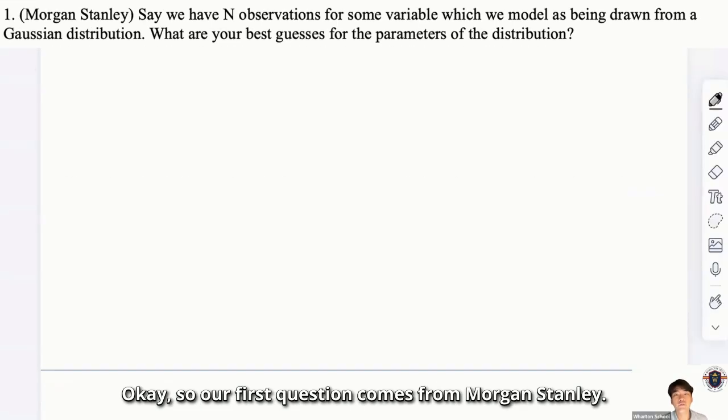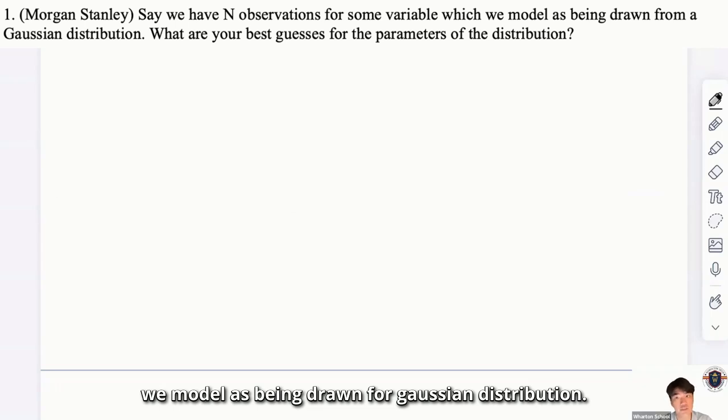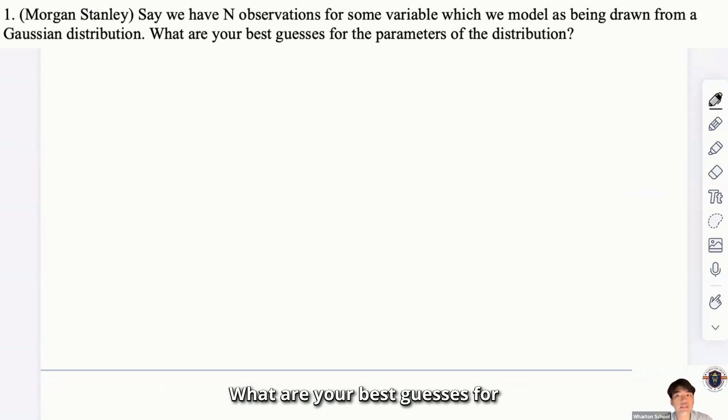Okay, so our first question comes from Morgan Stanley. Say we have n observations for some variable, which we model as being drawn from a Gaussian distribution. So this is the same as a normal distribution. What are your best guesses for the parameters of the distribution?